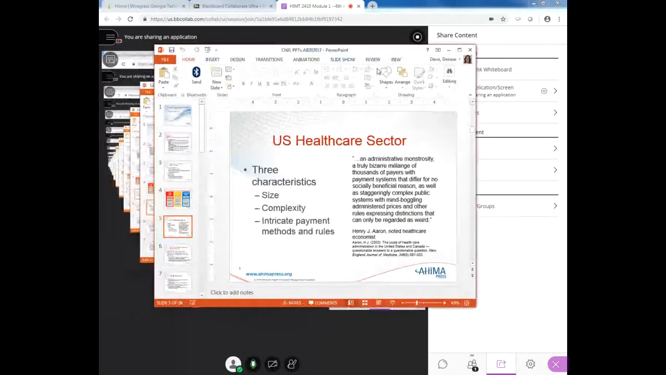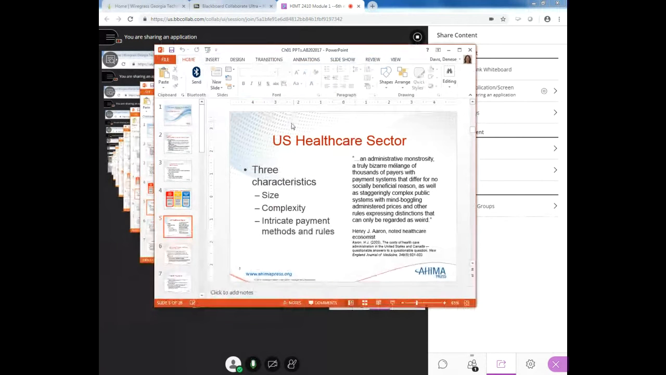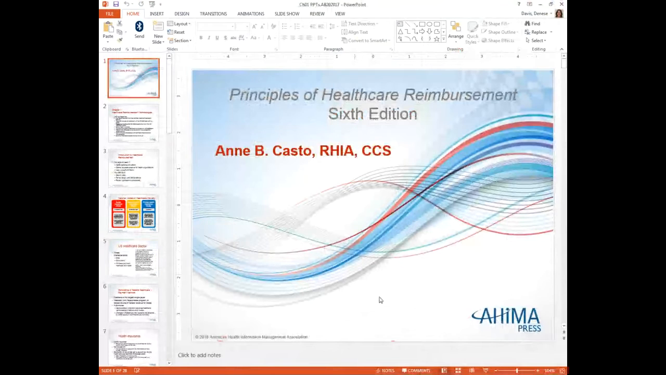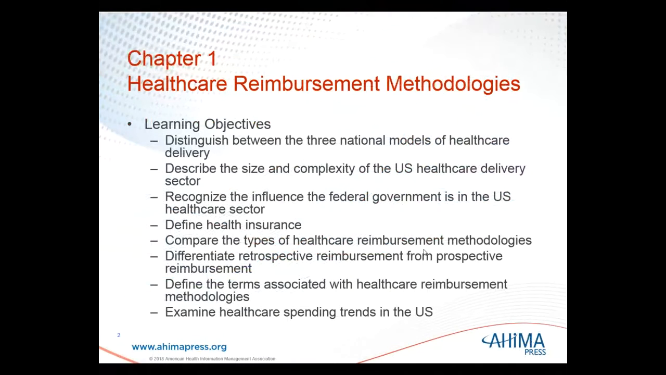We'll be doing a review of Chapter 1 in Module 2410. This module is an introduction to reimbursement. It talks about the different types of systems that we have. On this exam, there are 20 multiple choice questions, and you will need a calculator to answer about 4 of those questions. So our first slide is our learning objectives.